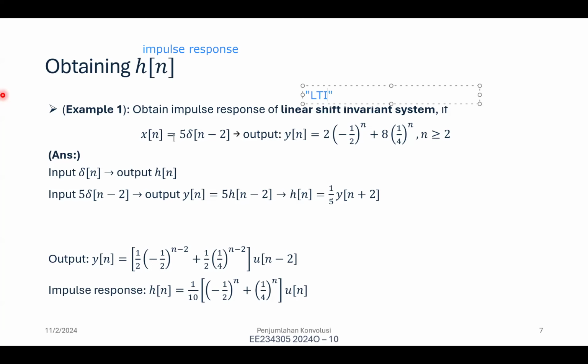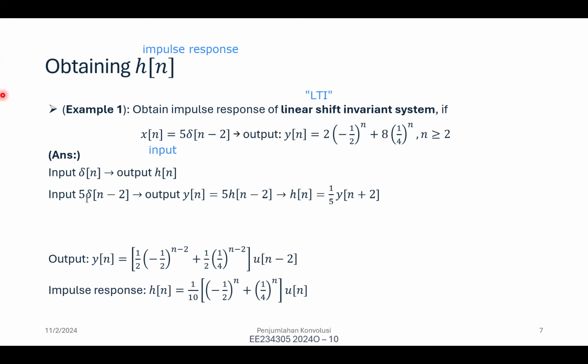So this is the form of xn, and we have the output yn like this. So we have the input and we have the output, right? Now, how do we get the impulse response, which basically means that we have the input delta n being substituted into this equation.